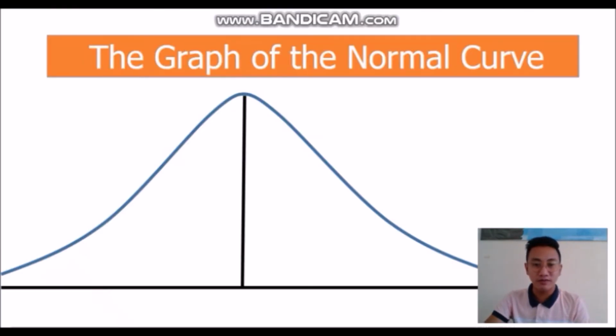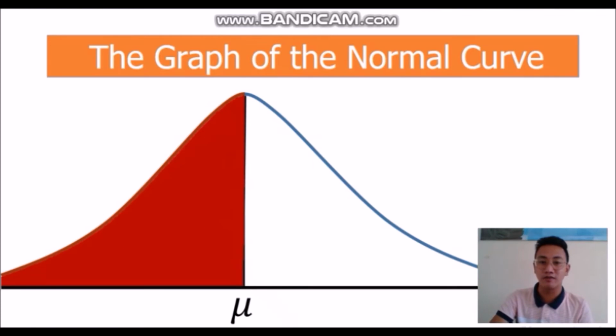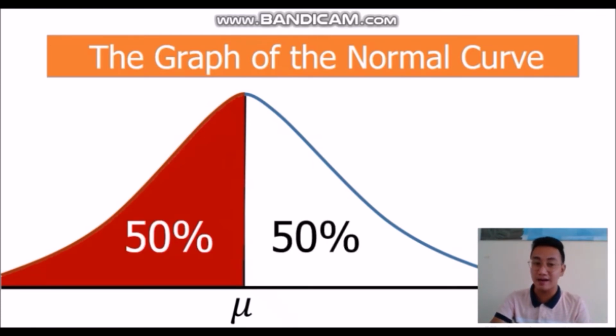Here is the graph of the normal curve. As you can see, there's a line in the middle. That line in the middle is our mu, or our mean. Standardly, the value of the mean in the standard normal curve is 0. From the mean to the left side of the normal curve, its area is 50%. From the mean to the right side, its area is another 50%. Therefore, the total area of the standard normal curve is 100%, or 1.